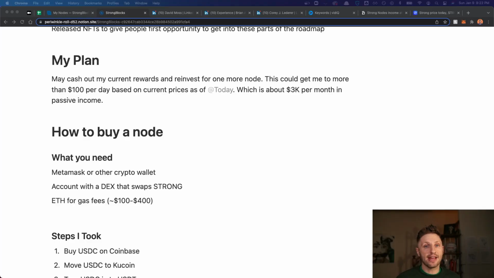Let's give a quick tutorial on how you can actually buy a node yourself. What you're gonna need. You're gonna need a MetaMask or some other crypto wallet.